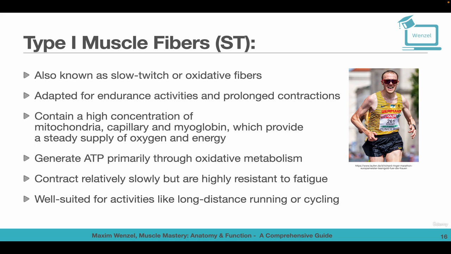So you have oxygen in these contractions, and they contract relatively slowly. Because of this, they are called slow twitch, ST, but they are highly resistant to fatigue. Like you can run 40 kilometers or more, or people doing ultra running, like 100 kilometers. The muscles will do the job. And they are well suited for activities like, as I said, long distance running or long distance cycling.